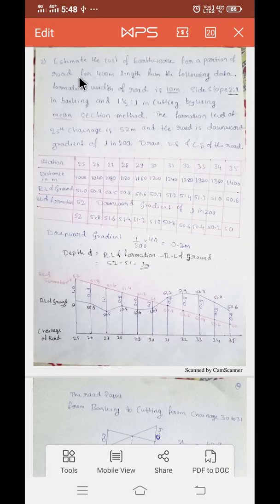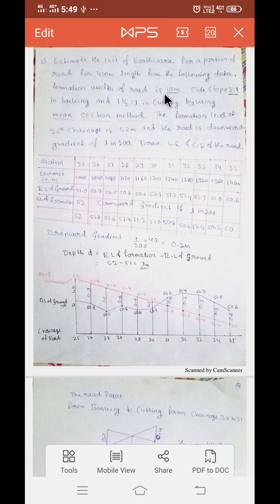Very good morning, students. Today we'll take one more problem from the road work here. We'll read out the question here. Estimate the cost of the earthwork for a portion of a road for 400-meter length from the following data.